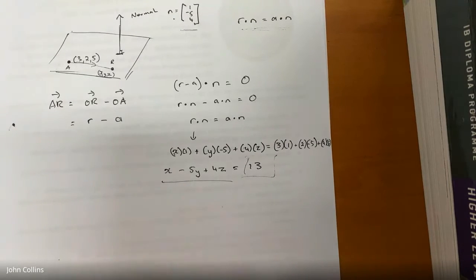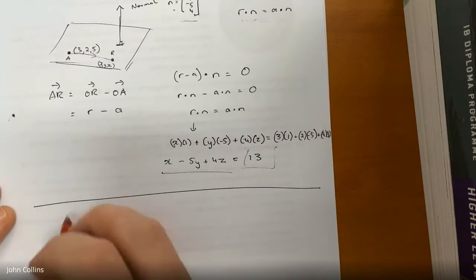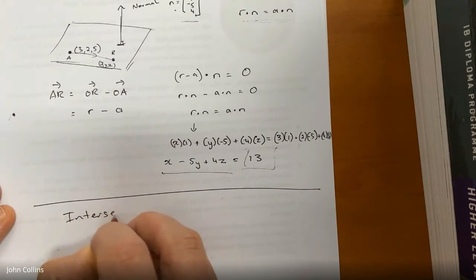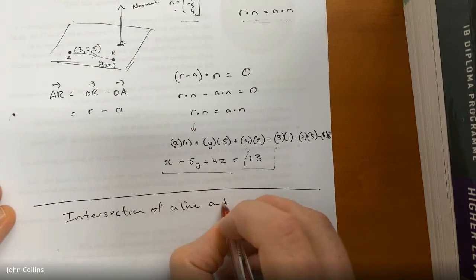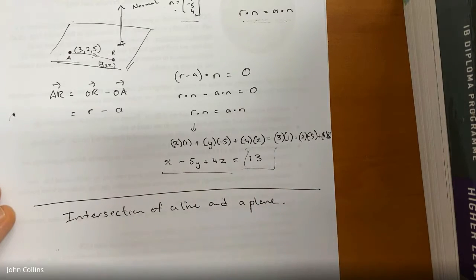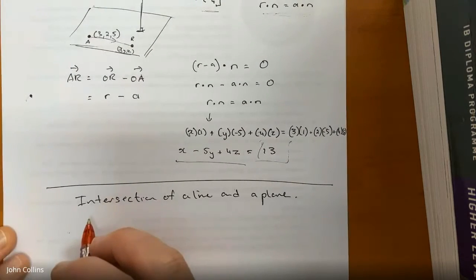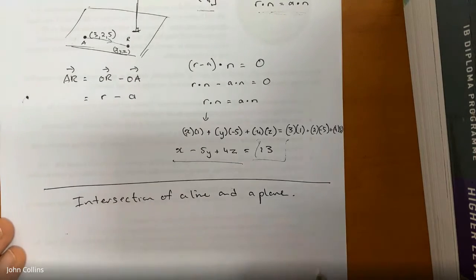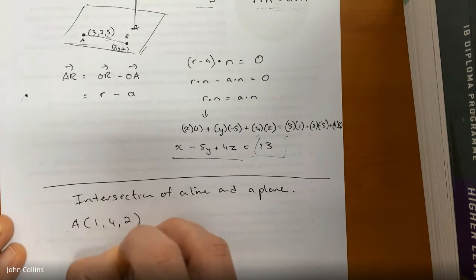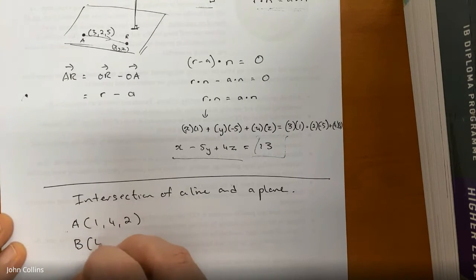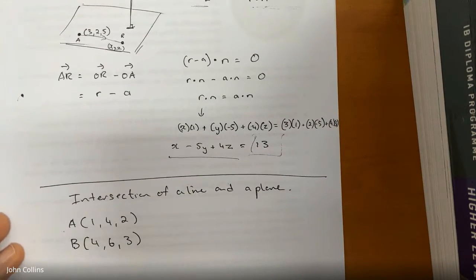Okay, so that's the basics of the equation of a plane in Cartesian form. Now we're going to look at the intersection of a line and a plane. Let's say we have 2 points, first of all. They actually don't give us the line, just two points: 1, 4, 2, and 4, 6, 3. It says, where does the line between these two intersect a plane?